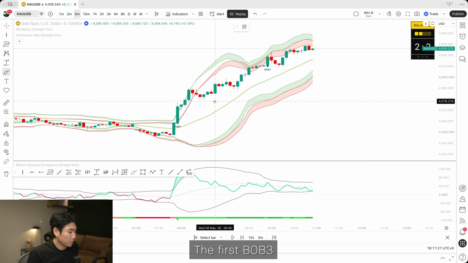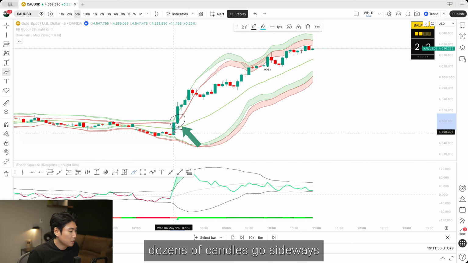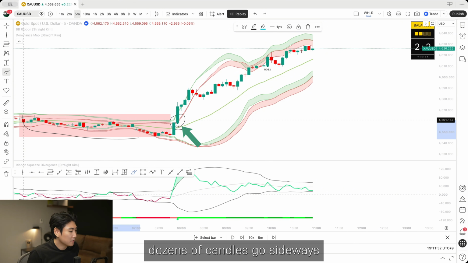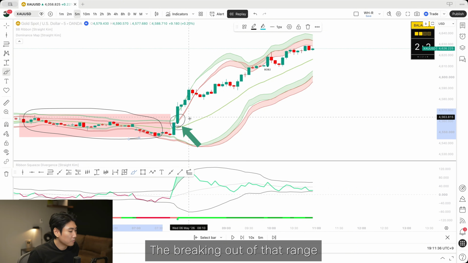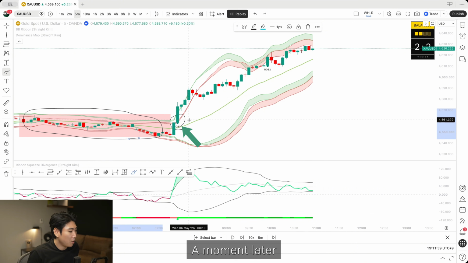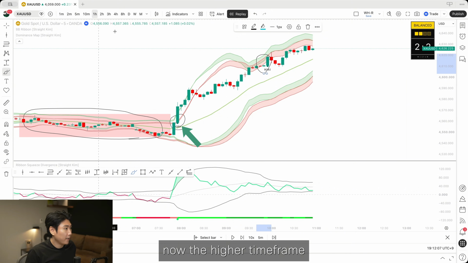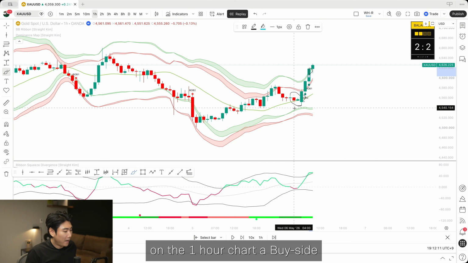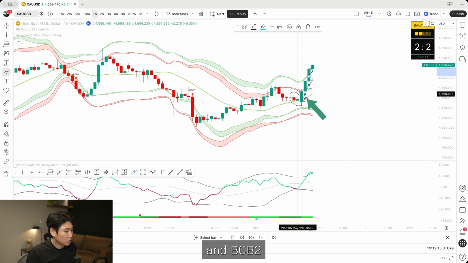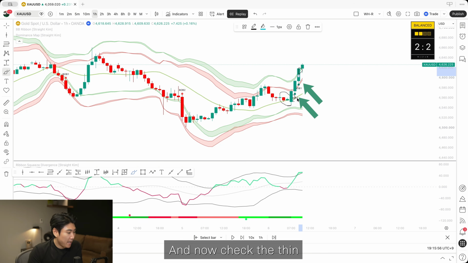Look at this chart. The first BOB3 prints. Dozens of candles go sideways, and this is the trend breaking out of the range. A moment later, a BOB2 prints too. Now on the higher time frame, the 1 hour chart, a buy side BOB1 and BOB2 are already on the chart. And now check the thin color line at the bottom.